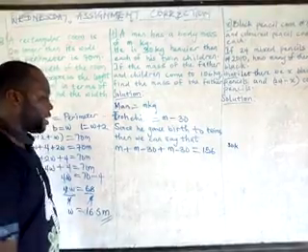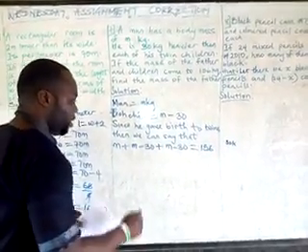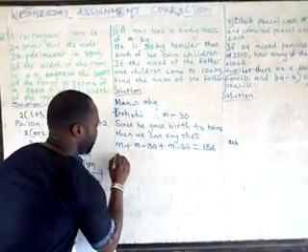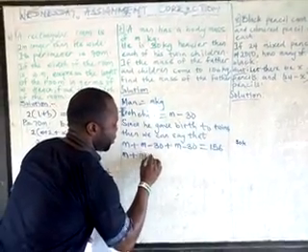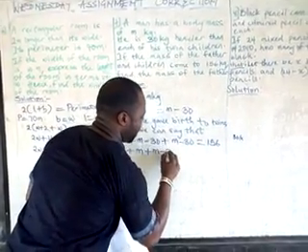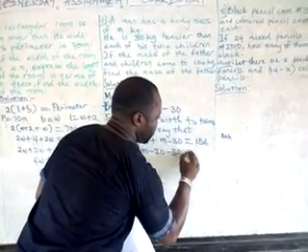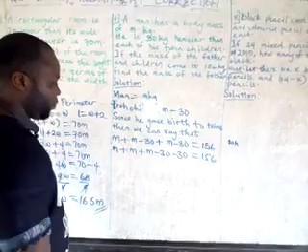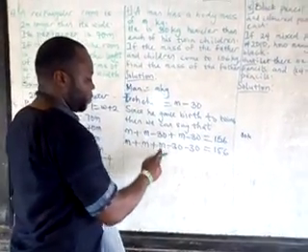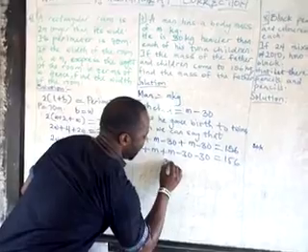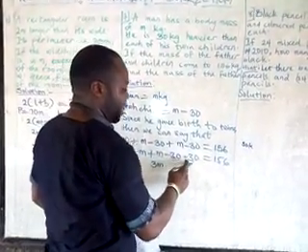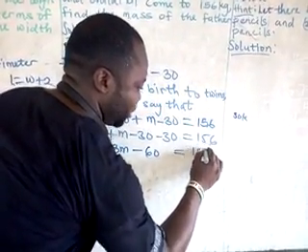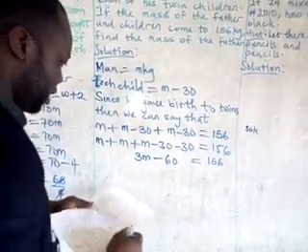So what's the next thing? Let's collect the like terms. So what do we have here? We now have M plus M plus M minus 30 equals 156. I want to believe you are following. So what's the next thing? M plus M plus M gives us 3M, minus 30 minus 30, minus 60, equals 156.